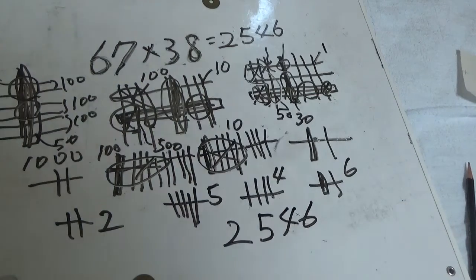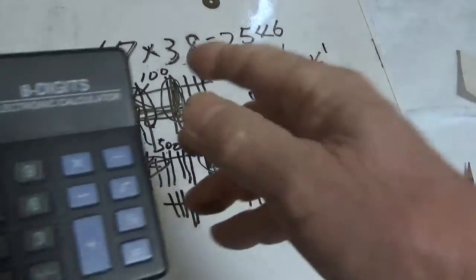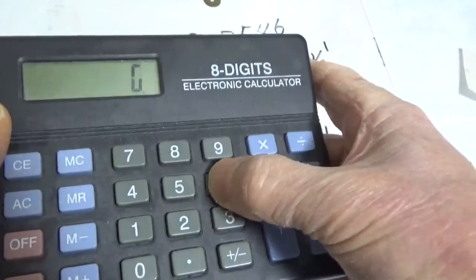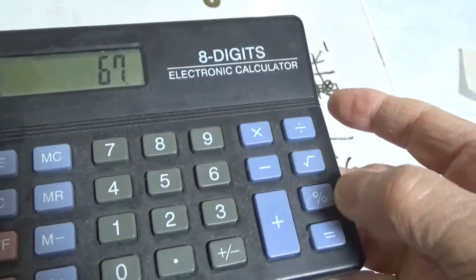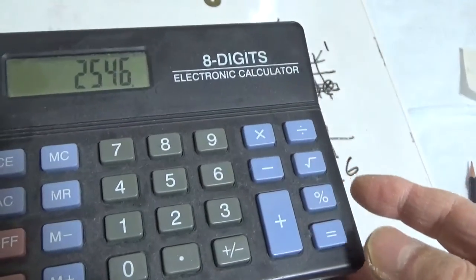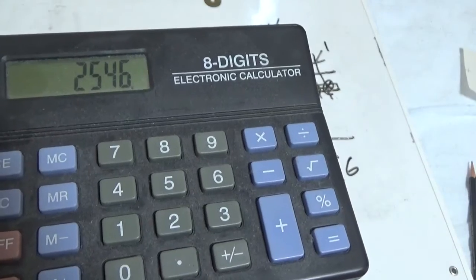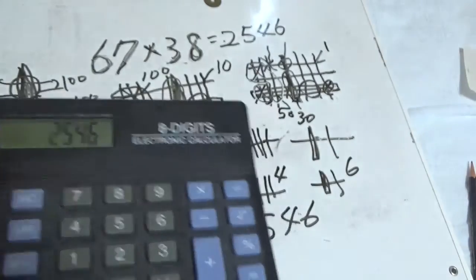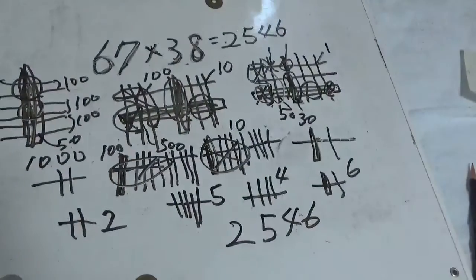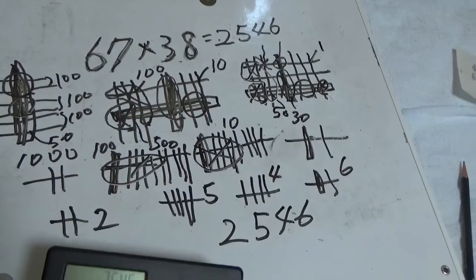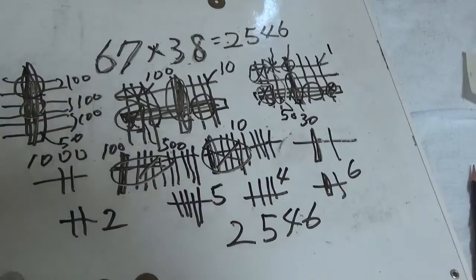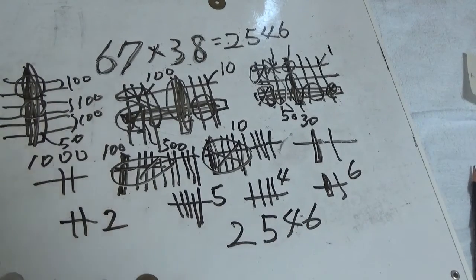2546. Okay, let's calculate by a calculator. Yes, 2000. Okay. Wait a minute. I made a mistake.